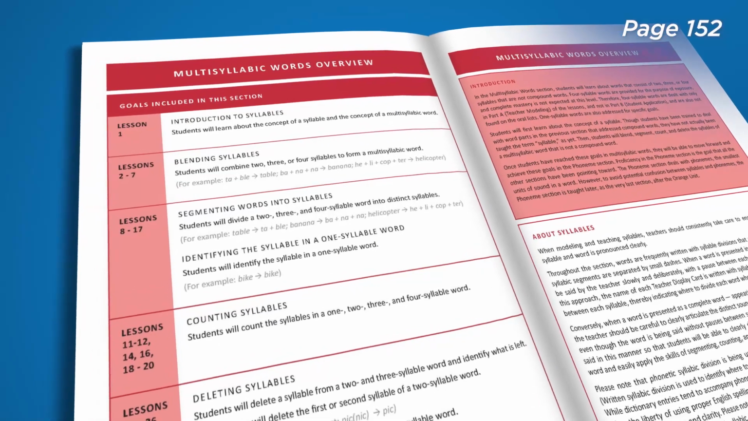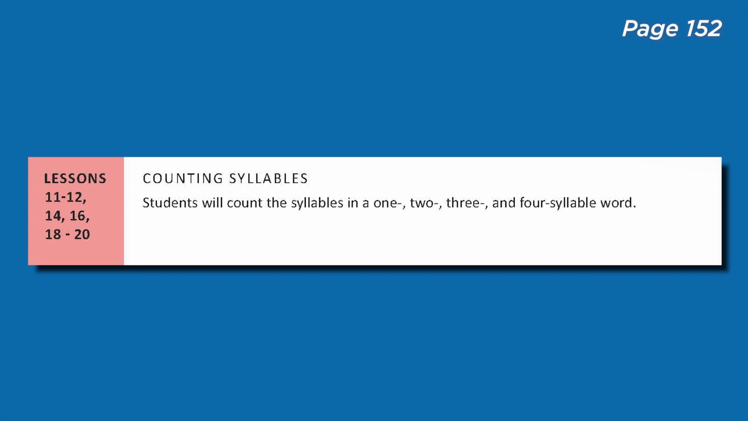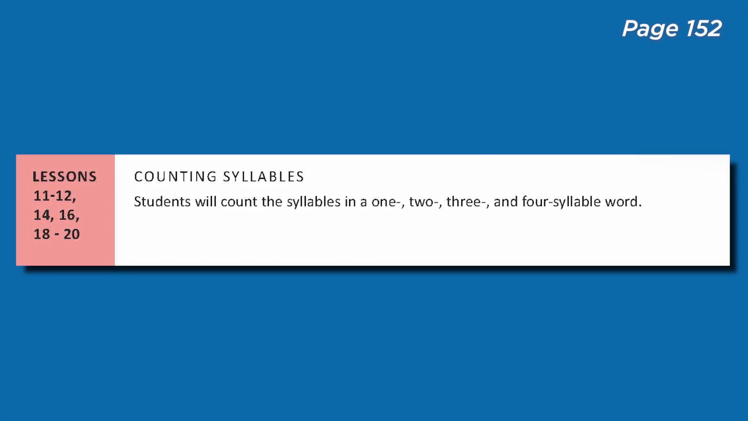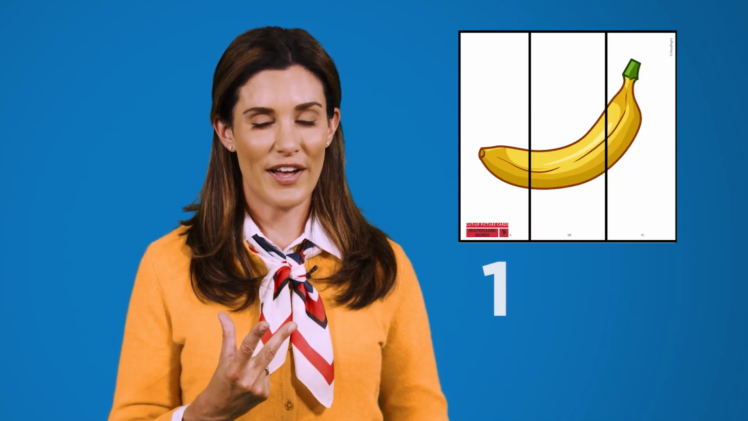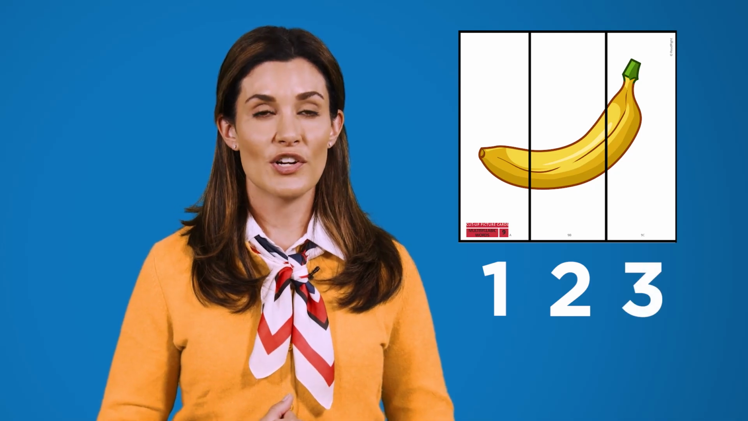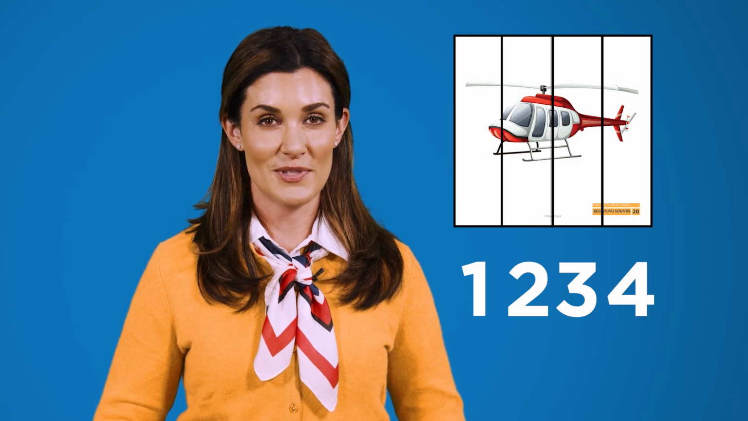Counting syllables. Students will count the syllables in a 1, 2, 3, and 4-syllable word. For example, table. Ta-ble. 1, 2. This word has 2 syllables. Banana. Ba-na-na. 1, 2, 3. This word has 3 syllables. Helicopter. He-li-cop-ter. 1, 2, 3, 4. This word has 4 syllables.